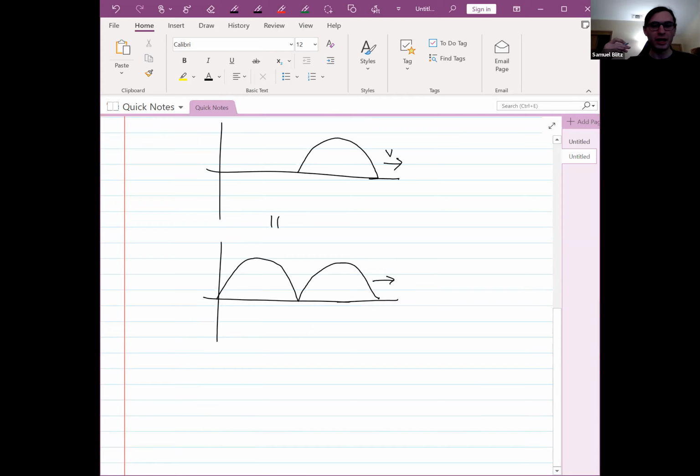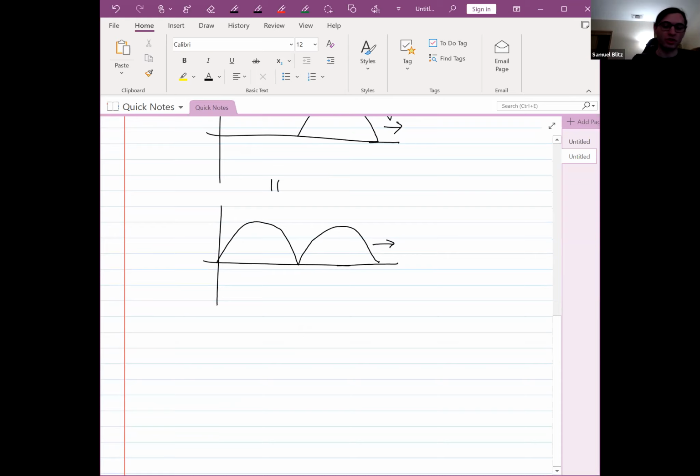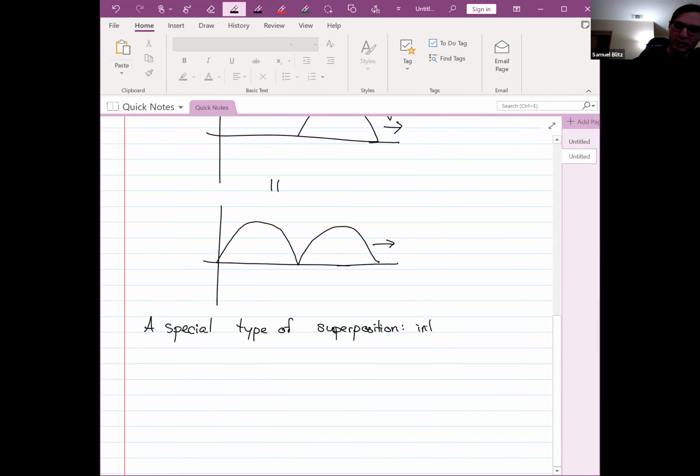So there are a few particular types of superposition that are super useful to study, and in fact, we're going to generalize those even further. Those types of superposition are known as interference. And all it is is the superposition of two waves in a very particular way. So there are two types. There's constructive interference.